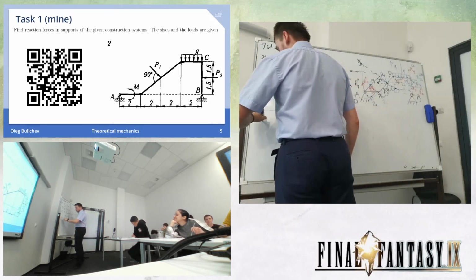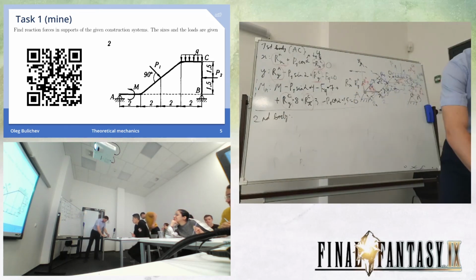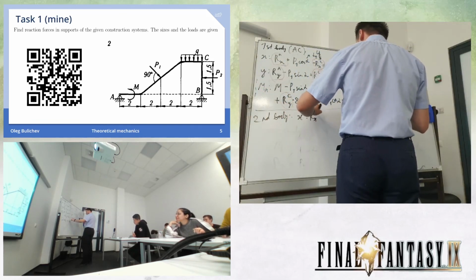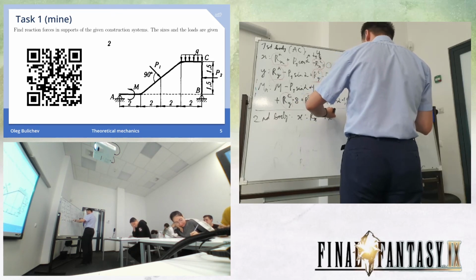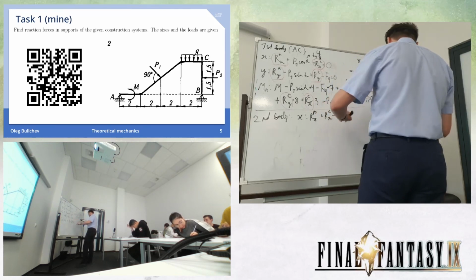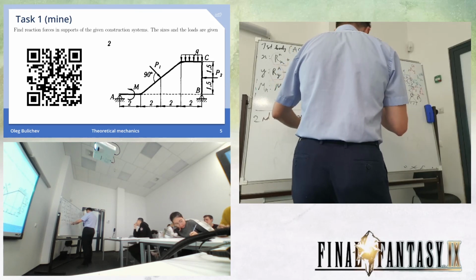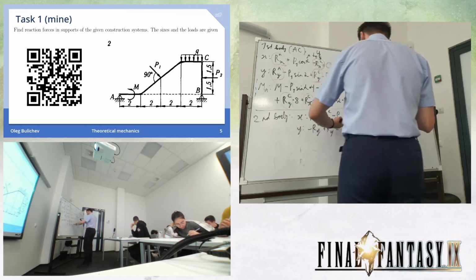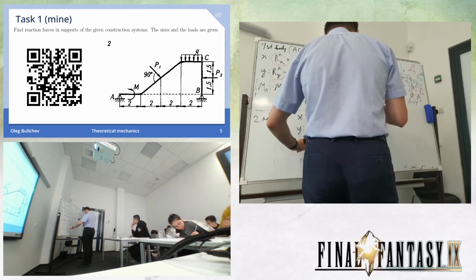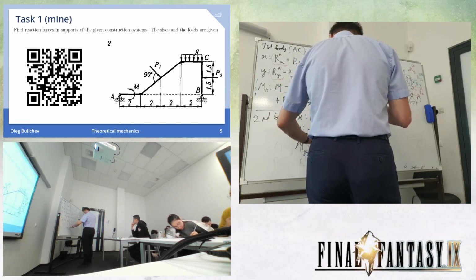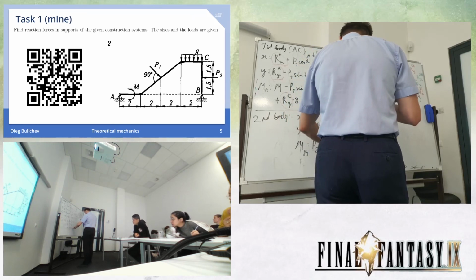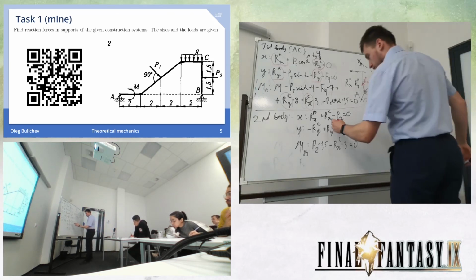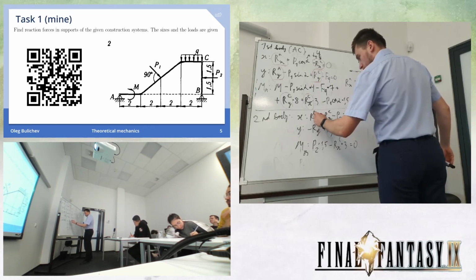Okay, now we're going to the second one. Okay, X, RSB plus RSC minus D2. What is X? RXB.